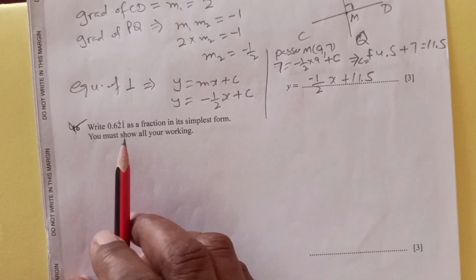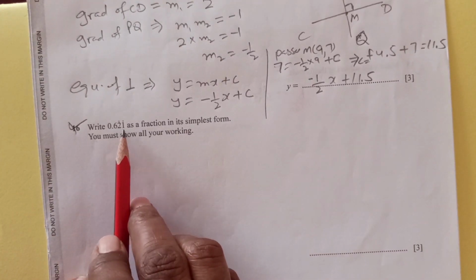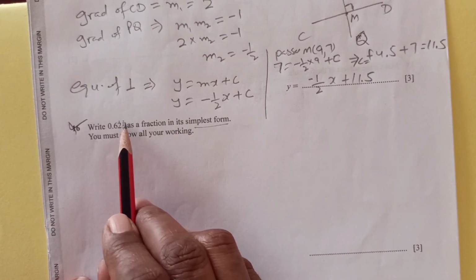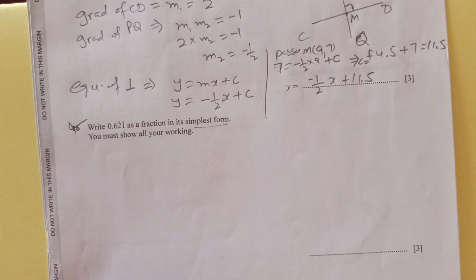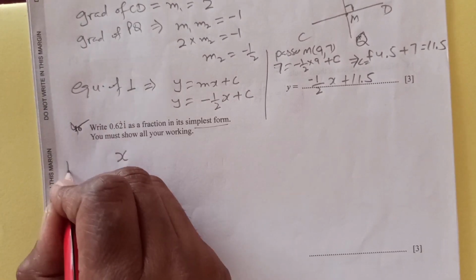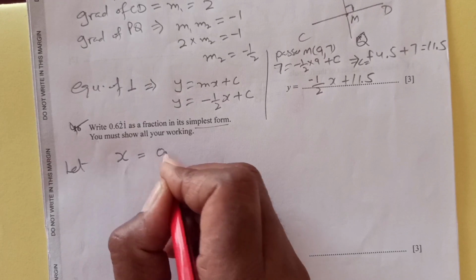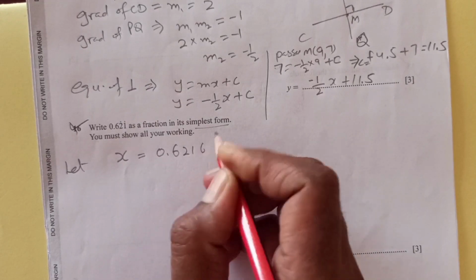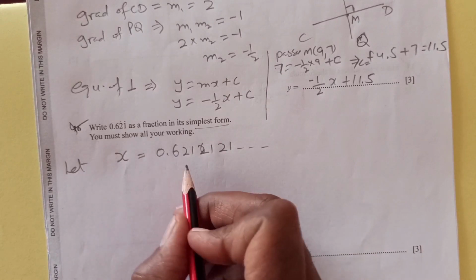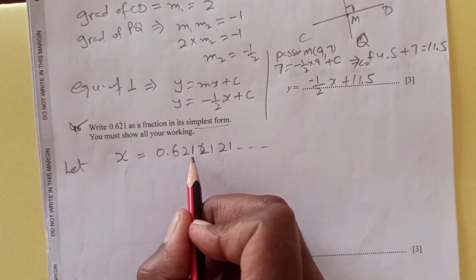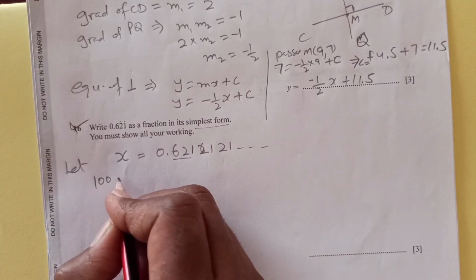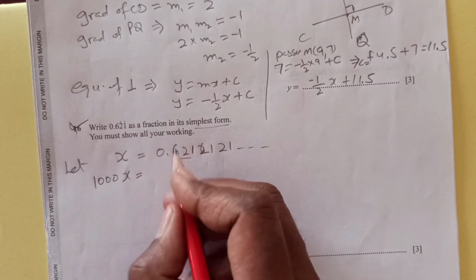Now number 16. Write 0.6 recurring 21 as a fraction in its simplest form. You see we have dots here over the 2 and 1, so that means 2 and 1 are repeating. So let's say x is equal to 0.621212121, like this, right? Because after this it's repeating, we can multiply it by 1000.